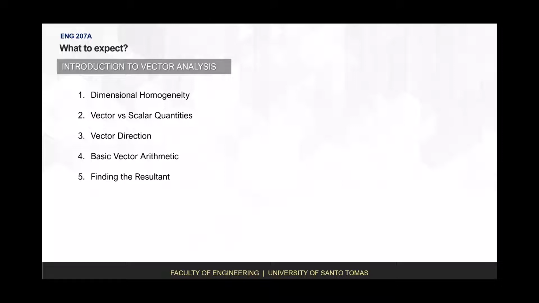Our goal is for you to understand the following concepts: why dimensional homogeneity is important, the difference between vector and scalar quantities, why direction matters in vector quantities, and finally, basic arithmetic equations to find the vector components and/or the resultant.